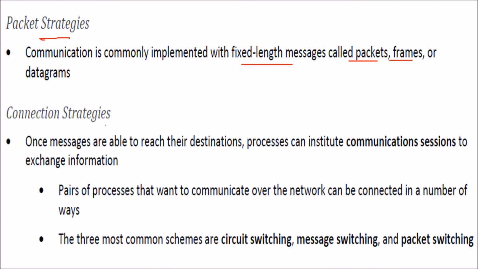Connection strategies. Once a message is able to reach the destination, the process can institute some communication sessions to exchange the information. So the pair of processes that needs to communicate over the network can be connected in different ways, and the common schemes are circuit switching, message switching, and packet switching.